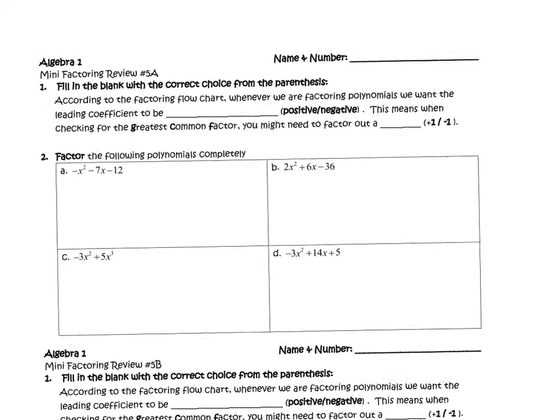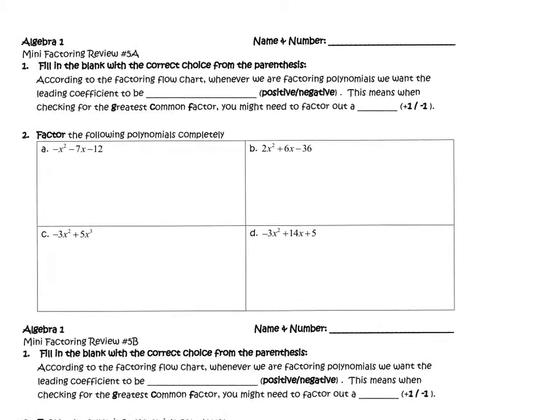So in both versions, we need to start with question number 1. And this is just asking us to think about the process before we go do it. And it's asking us to look at our factoring flowchart. So according to our factoring flowchart, whenever we factor a polynomial, we want that leading coefficient to be positive. Because we want that leading coefficient to be positive, this means when we're checking for the greatest common factor, we might need to factor out a -1.